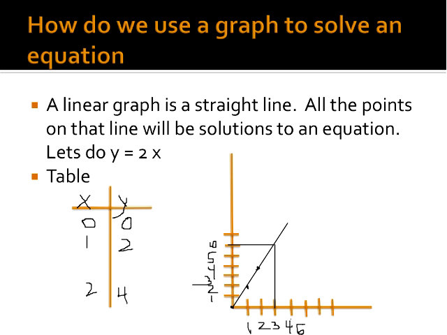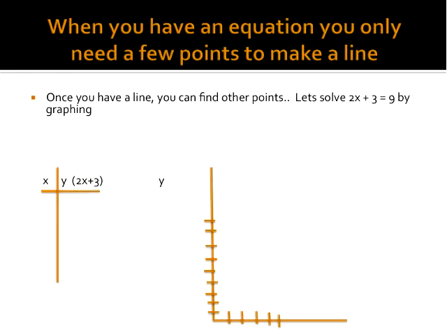All right. So the next one we have is, here we go. Once you have a line, you can find the other points. So we're going to solve 2x plus 3 equals 9. We want to figure that one out. What will x be if y is 9? All right. But we don't have to figure that out completely. All we have to do is figure out a couple of points on the line.